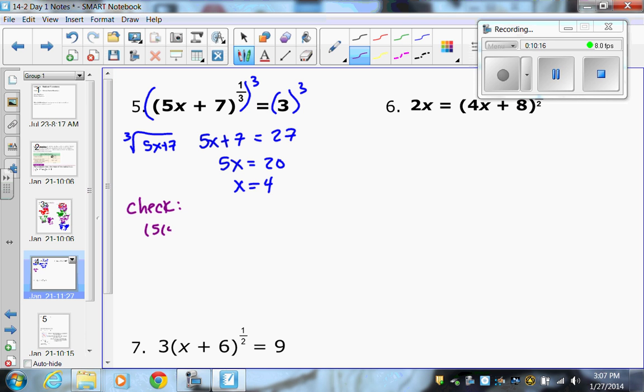So we have 5 times 4 plus 7 raised to the 1/3. Does that equal 3? So we have 20 plus 7 raised to the 1/3, so that's 27 raised to the 1/3. Remember, raising to the 1/3 is the same thing as taking the cubic root. So the cubic root of 27 is 3. So 3 does equal 3.